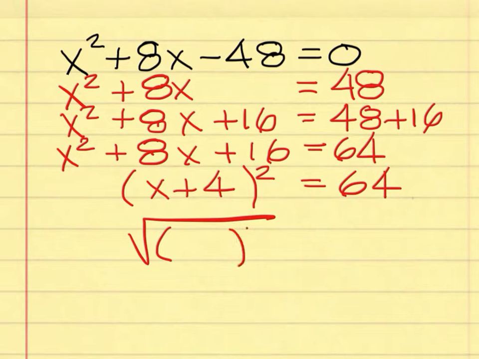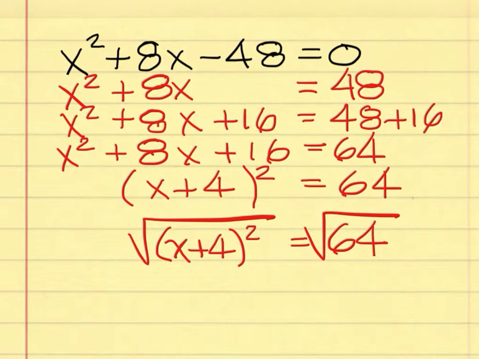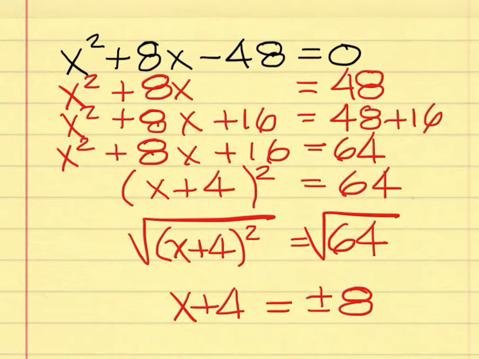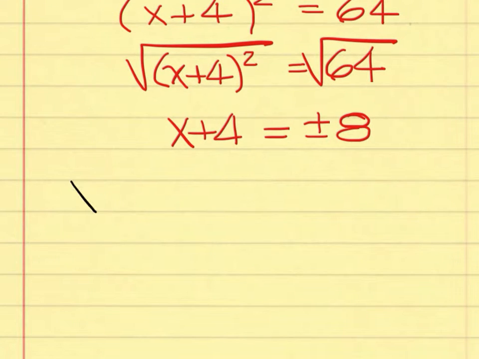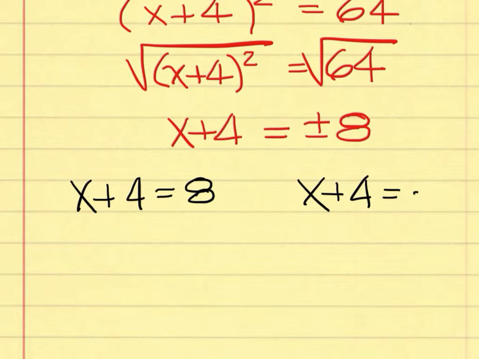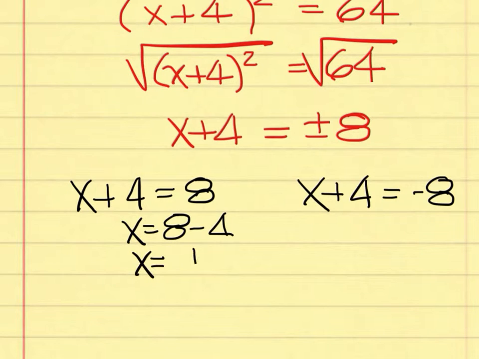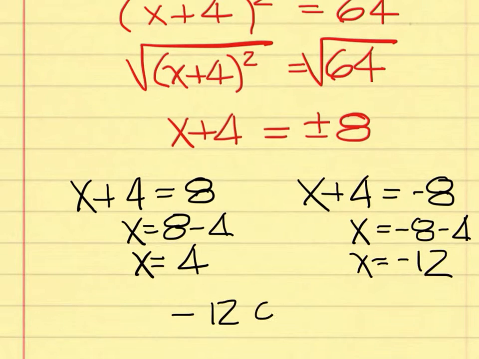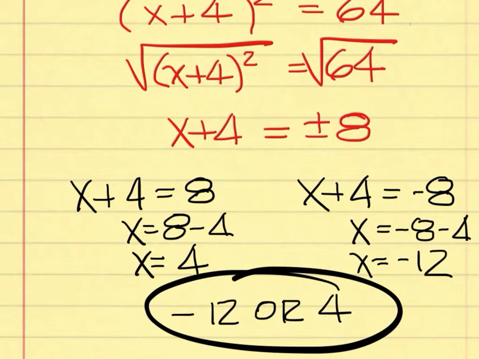The square root of the quantity squared of x plus 4 equals the square root of 64. So on the left, we have x plus 4 left over and plus or minus 8. Next step is to do x plus 4 equals 8, x plus 4 equals negative 8. This is 8 minus 4, which is going to be 4, and this is going to be negative 8 minus 4, which is negative 12. Negative 12 or 4 is the answer.